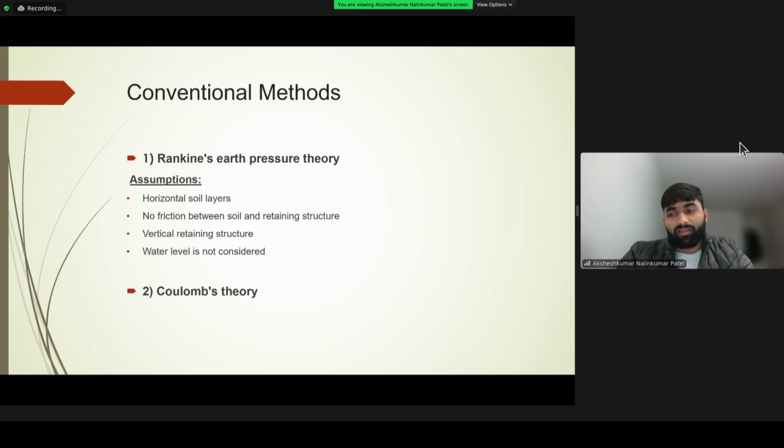Both the Rankine theory and the Coulomb theory have their own shortcomings. When we try to solve any example based on the Rankine theory, we need to go with some assumptions.